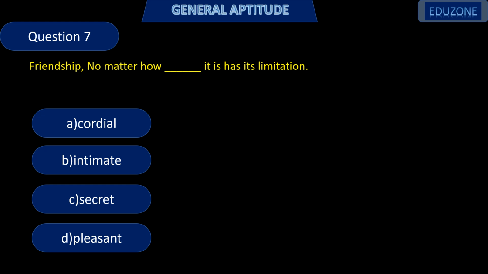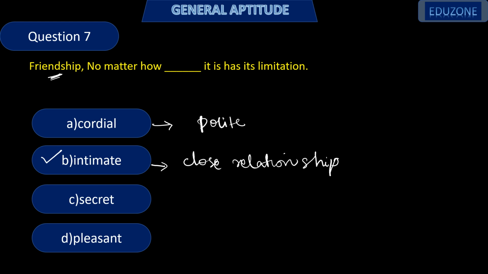Friendship, no matter how dash it is, has its limitation. It is telling about the closeness. Here the word is intimate. Intimate means close relationship. That is how close they are, but it has its own limitation. Now what is cordial? Cordial means polite. Secret means keeping something secret. Then pleasant means something enjoyable.